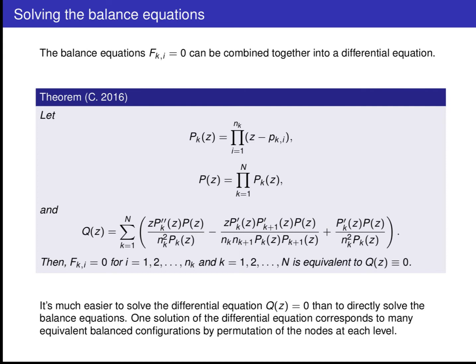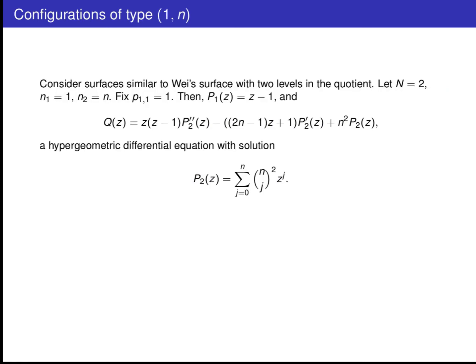It's much easier to solve the differential equation, the q of z equals 0, than to directly solve the balance equations, because one solution of the differential equation corresponds to many equivalent balanced configurations by permutation of the nodes at each level. So, different kinds of configurations where we figured out we have surfaces. The simplest type are configurations of type 1, n.